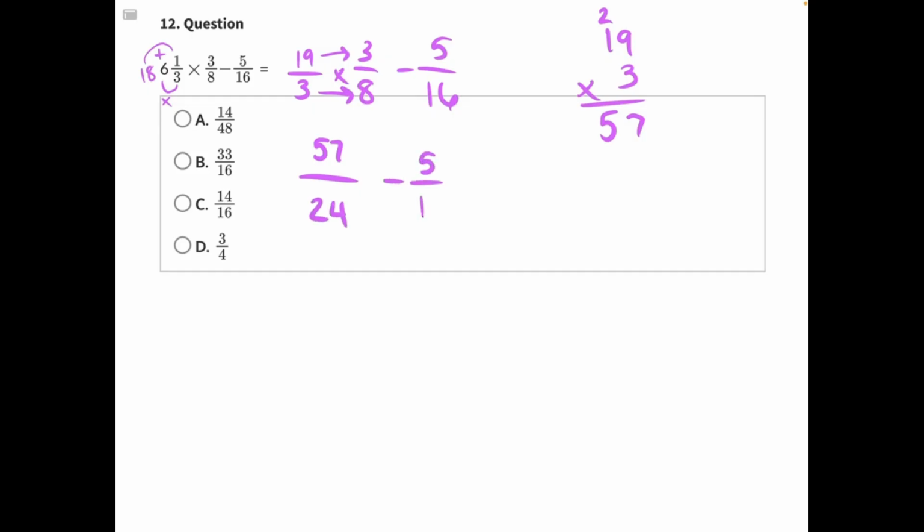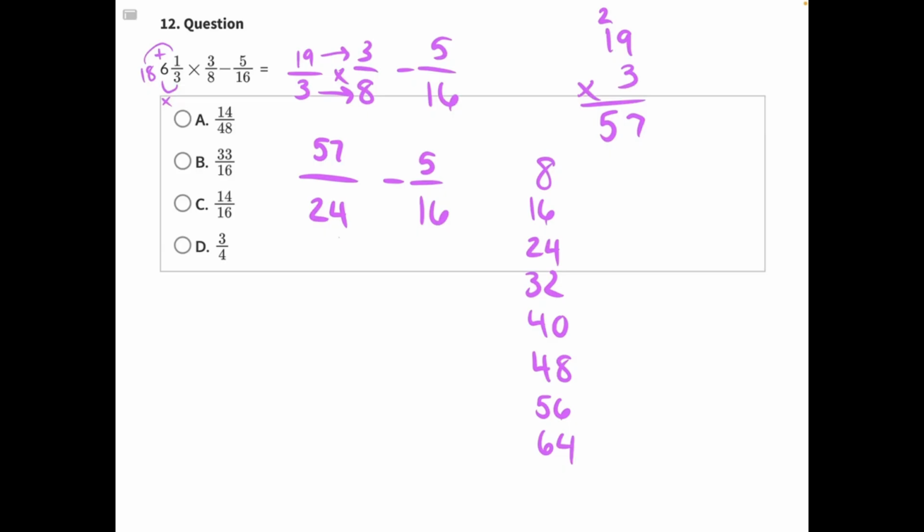And now we need to find common denominators to do this subtraction, but it's not often that we're dealing with numbers this big to find common denominators for. So let's recognize that 24 and 16 are both multiples of 8, and think about all of our multiples of 8 to see if we can find something that 24 and 16 have in common. We have 8, 16, 24, 32, 40, and 48, 56, 64, and we'll stop there.